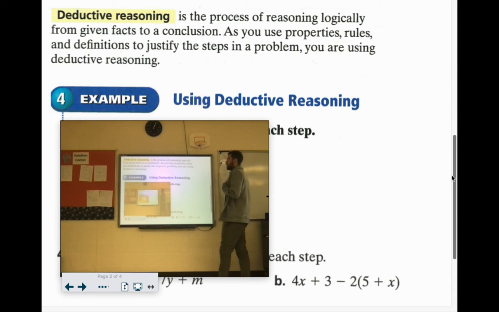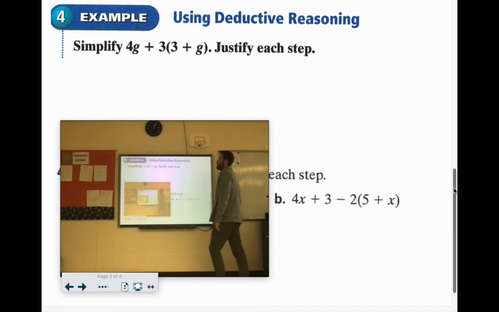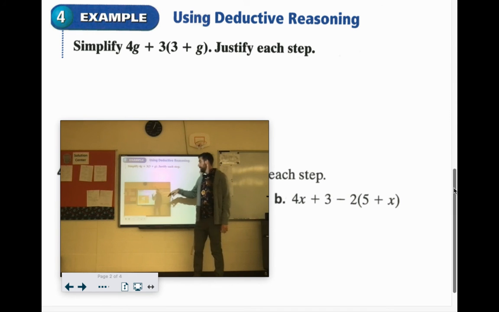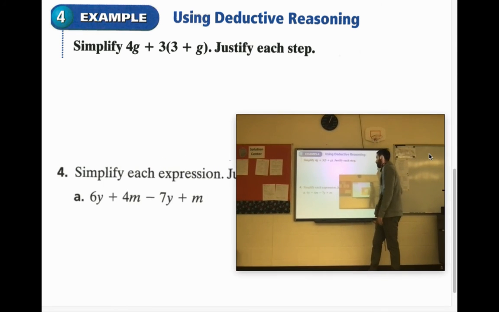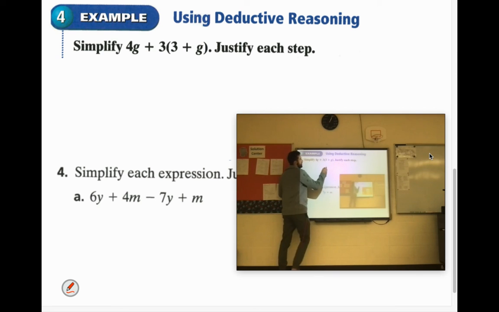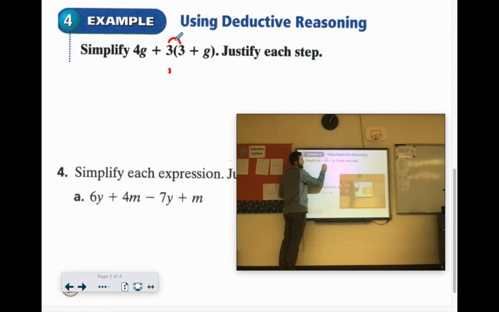Oh dear. We've got to use some deductive reasoning. Okay. All right. Simplify 4g plus 3 times 3 plus g. We're going to have some distribution. Good thing we practiced distributing last time. So first things first, let's go ahead and distribute. 3 times 3 is 9, and 3 times g would be 3g. We'll go ahead and bring down our 4g.